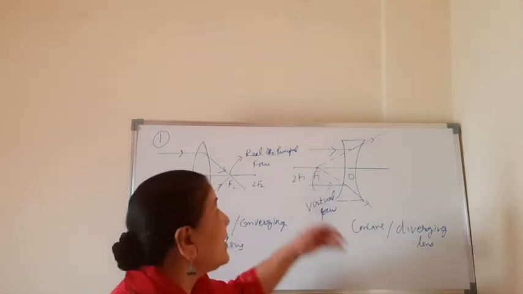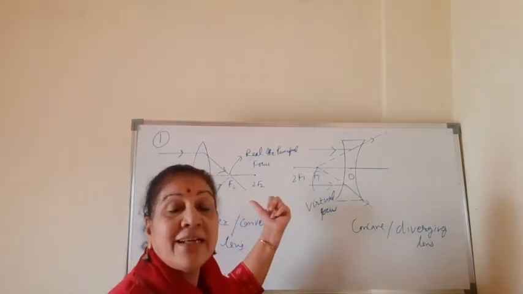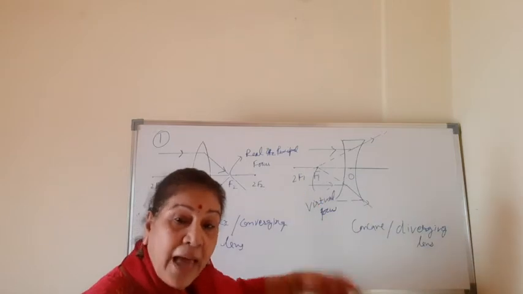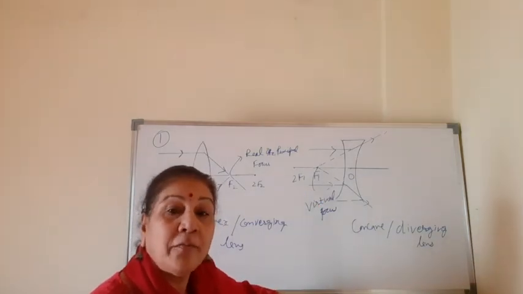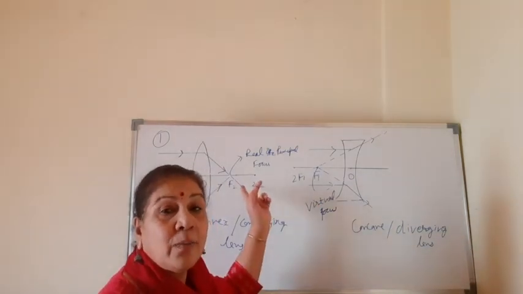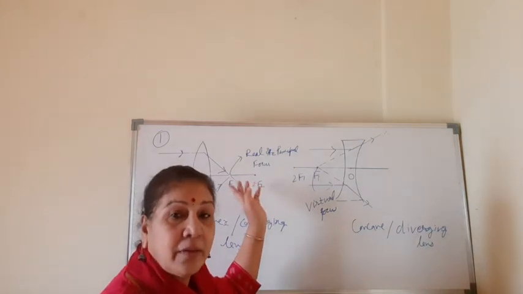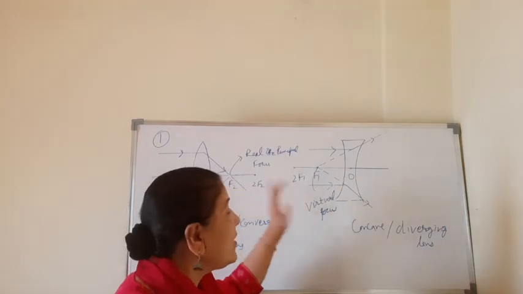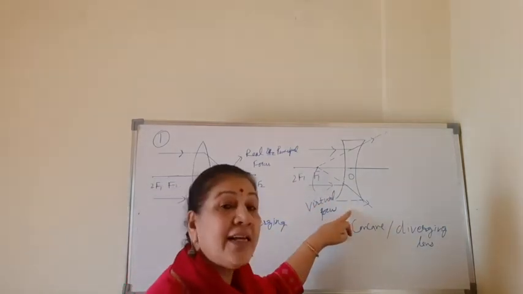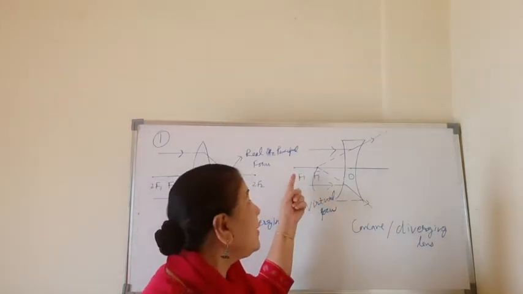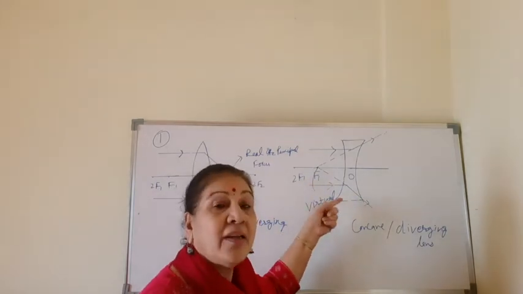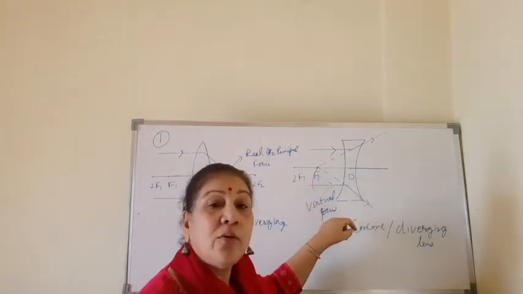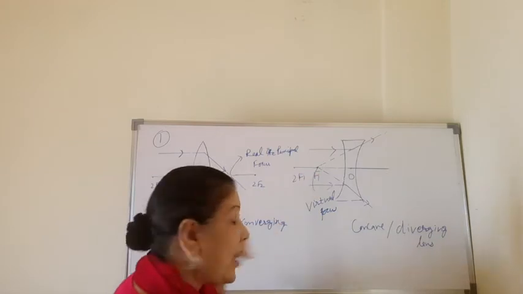The real focus in the case of convex lens is when the ray actually passes through F, or the focus. This is referred to as real focus, or the principal focus. Whereas in the case of concave or diverging lens, the ray appears to pass through F. So when the term is appear, it is a virtual focus. This is a very common question actually.